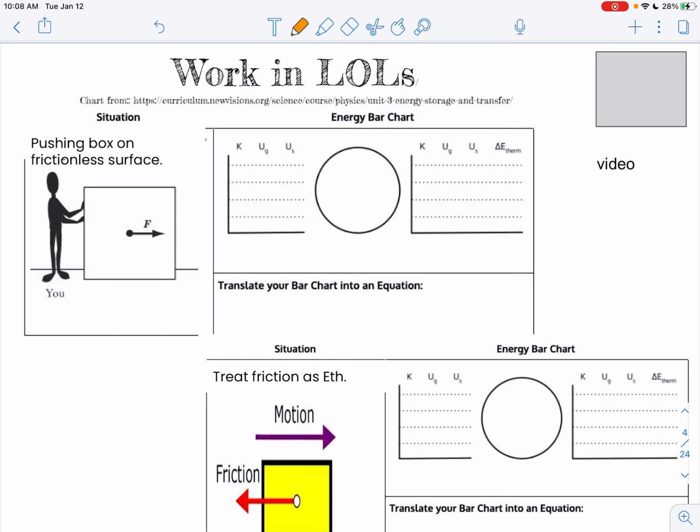All right, so we want to think back to our LOLs, and we want to think about using work as part of this, okay? And I know you might not want to draw these, but they're so important and they're so super helpful. You really need to sketch them out, okay? All right, so let's look at a couple things.